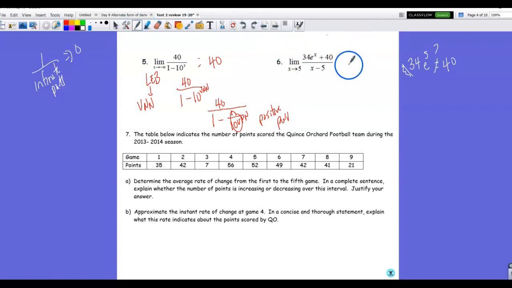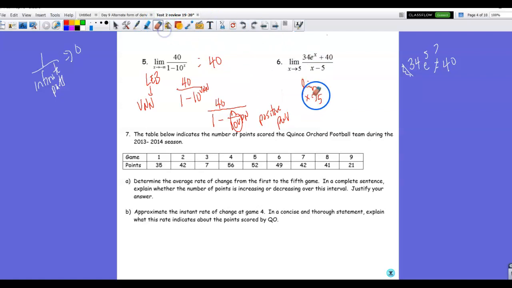So remember, my strategies are to try direct substitution. If I substitute 5 into the denominator, I will get 0, and division by 0 is undefined. So the next thing I'm going to do is look for factoring opportunities. Now I see in the numerator that I can factor out a 2, because I'm hoping that this discontinuity will be removed.